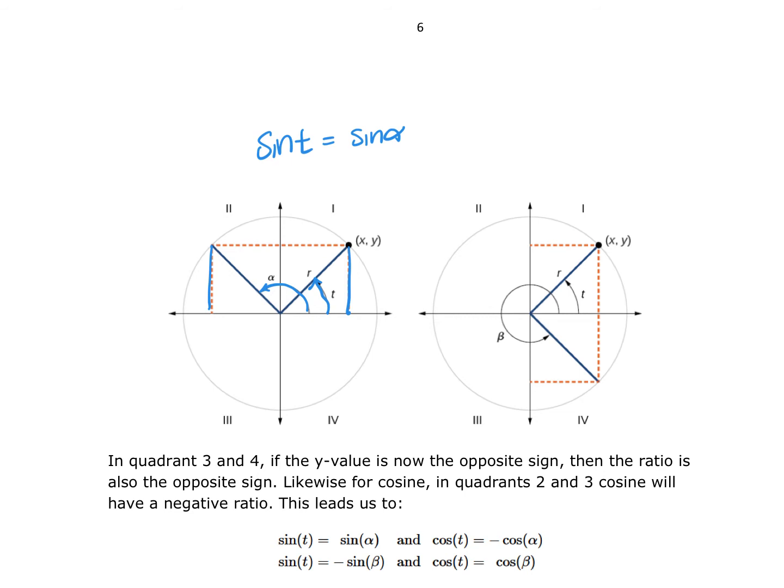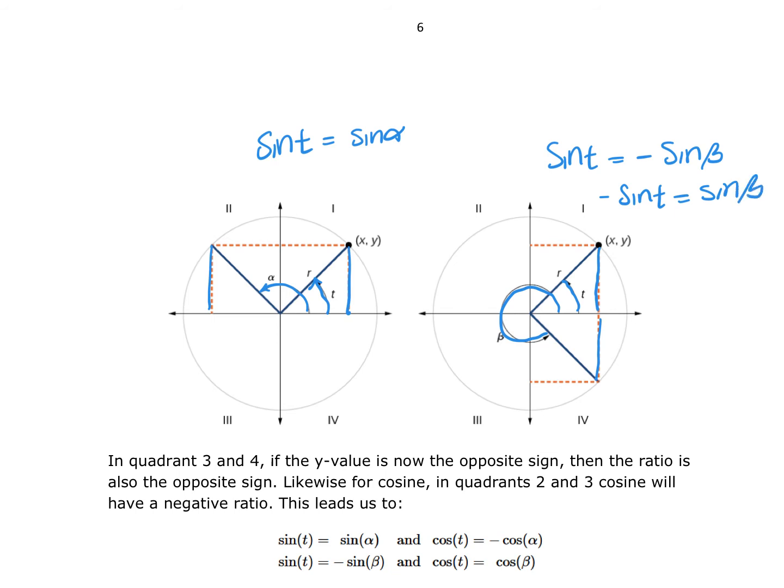Now, if we look at quadrant 1 and 4, here's my y value. Here's the negative y value. And so this angle T and this angle beta. So the sine of T is going to be equal to the negative sine of beta. Or we can say the negative sine of T will equal the sine of beta.